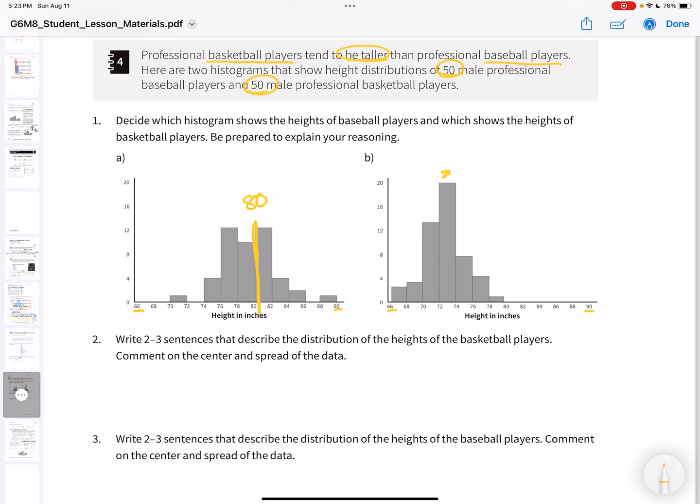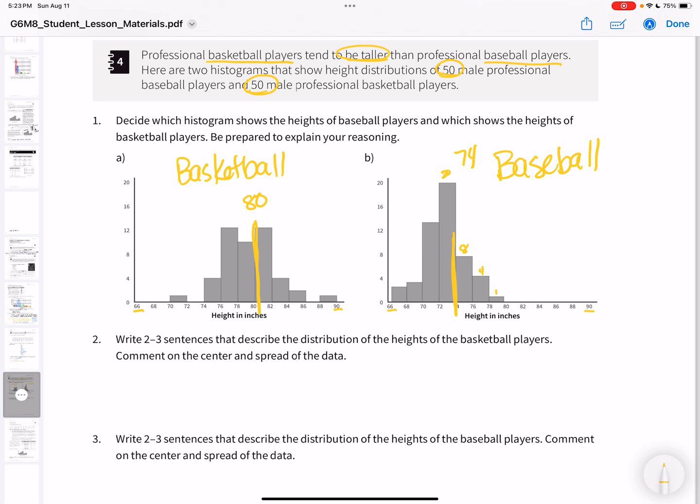So this one's 20, this one's 8, 4, probably 1. So I would say the center is probably somewhere here, maybe 74. So the majority of the players in A are taller. And if I know basketball players are taller, I would say this one's basketball and this one's baseball. So histogram A shows the basketball players, histogram B shows the baseball players.